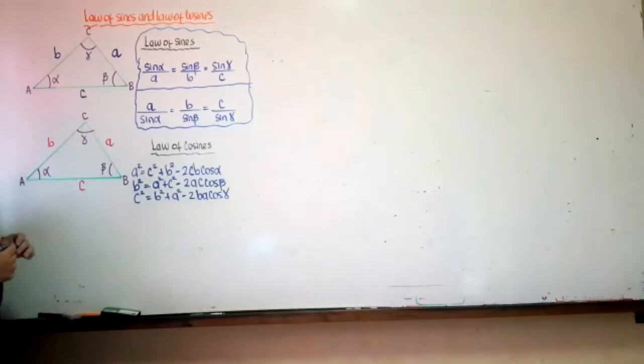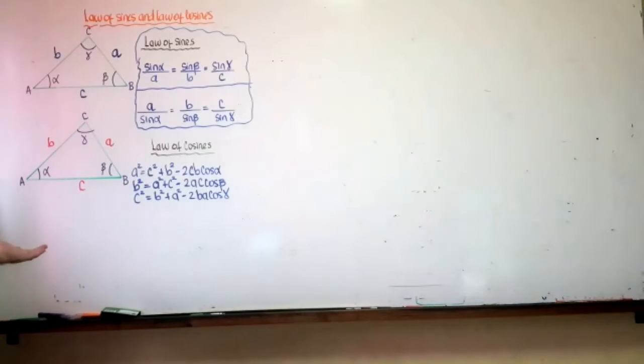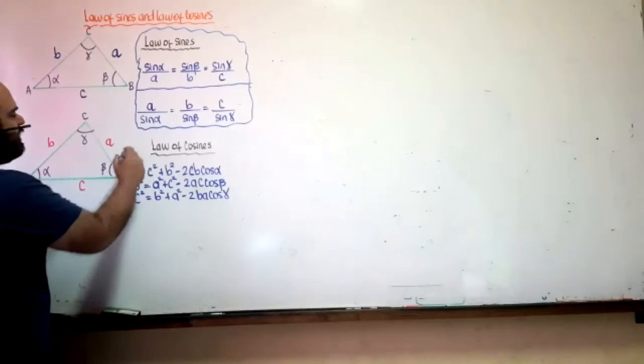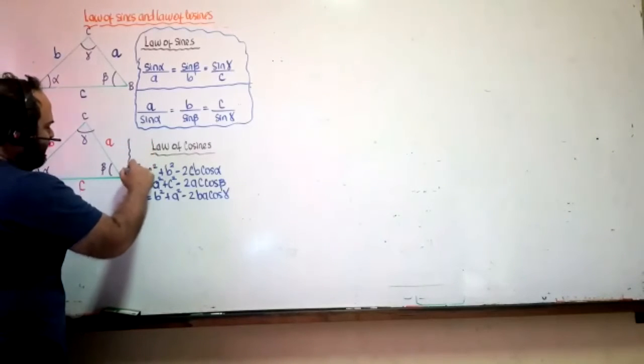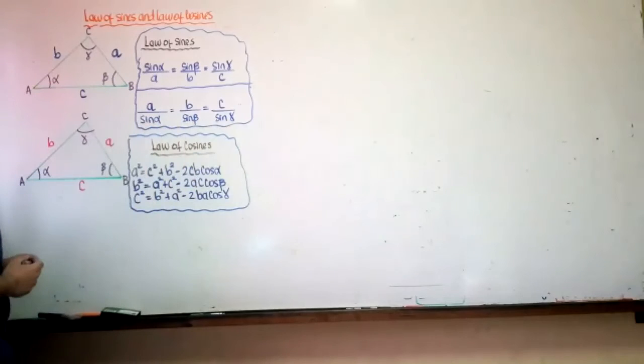So this is that, or if you wish, you can arrange it like a squared plus b squared minus 2ab cosine gamma. Remember the commutative property of the addition and the product. The order of the factors doesn't affect the final result. And this is the introduction to how to use the law of sines and how to use the law of cosines.